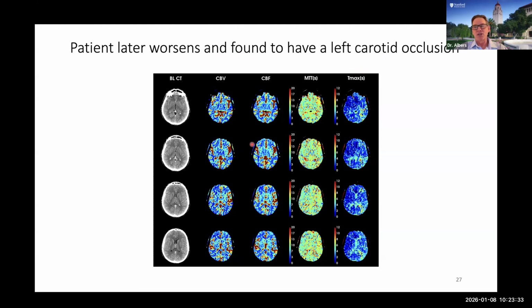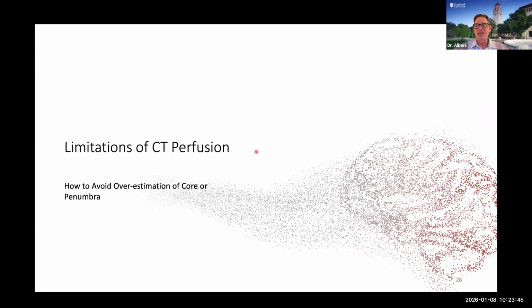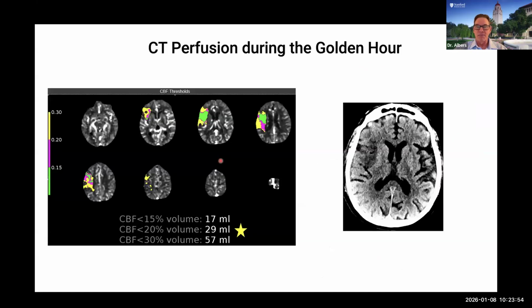The patient had a large watershed infarct, and the referring site said, hey, why was there a normal CTP in somebody who had a high grade left carotid stenosis? And the answer was it was not normal. You just need to look more carefully than just flipping through a mismatch map and saying there are no colors. I'm going to finish up by talking about how to avoid overestimation of core or penumbra.